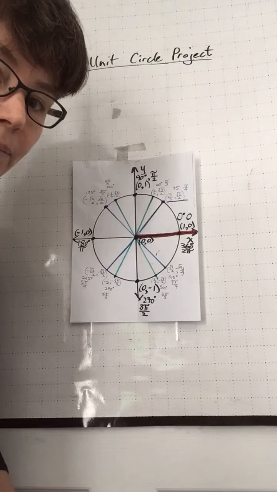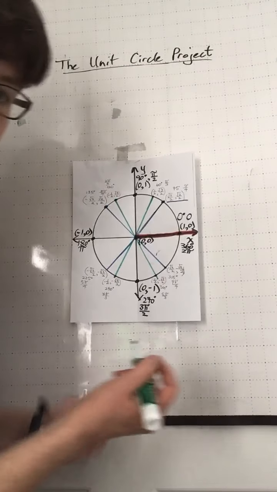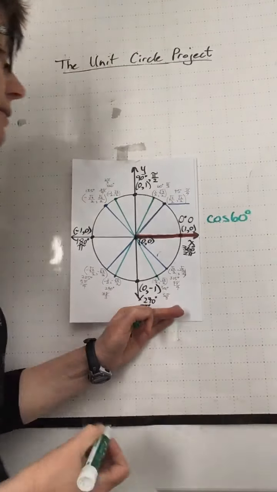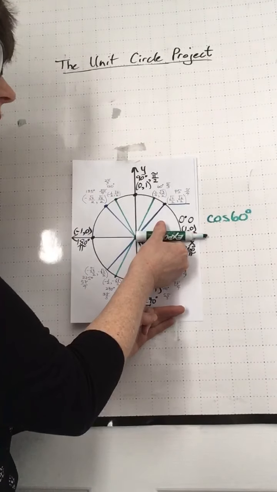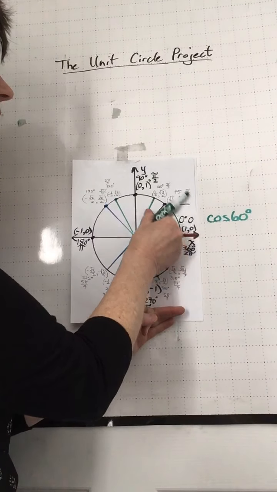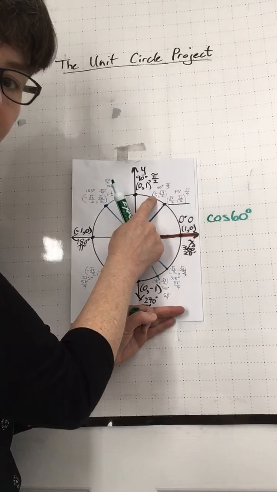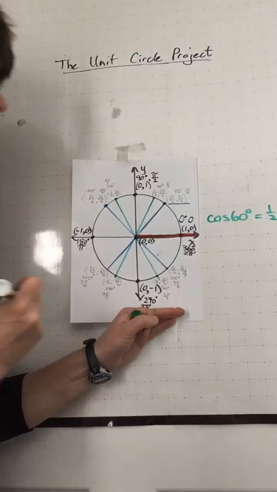Now, what this means then is you can now determine the cosine of 60 degrees. So if we look at our unit circle, terminal ray, find 60 degrees up here. The cosine is represented by the x coordinate. So that's actually equal to 1/2.